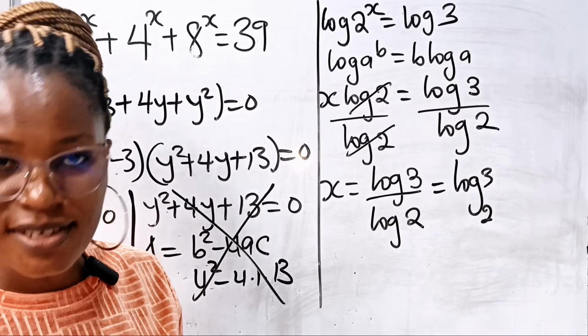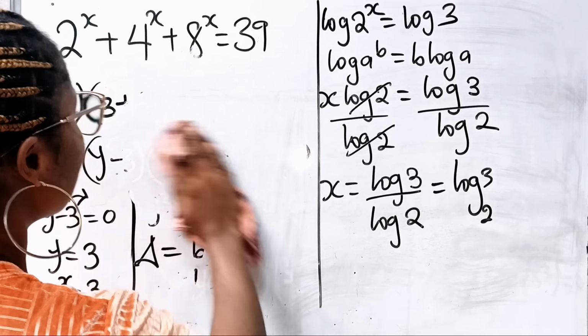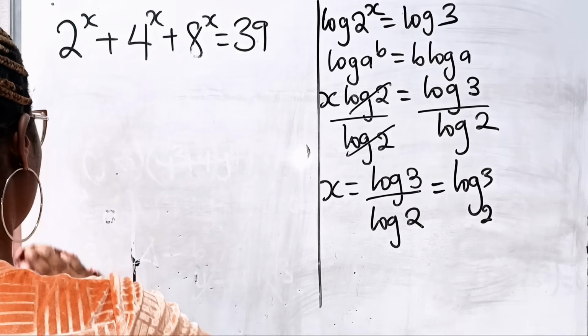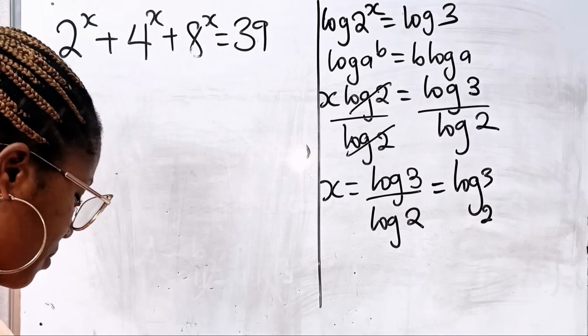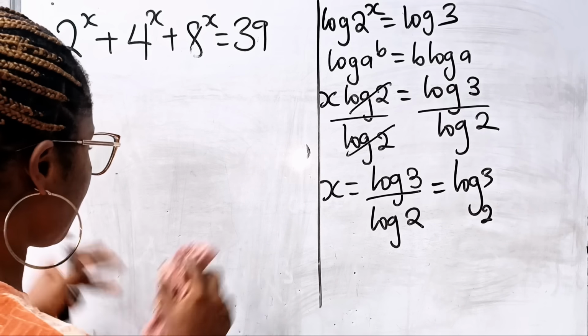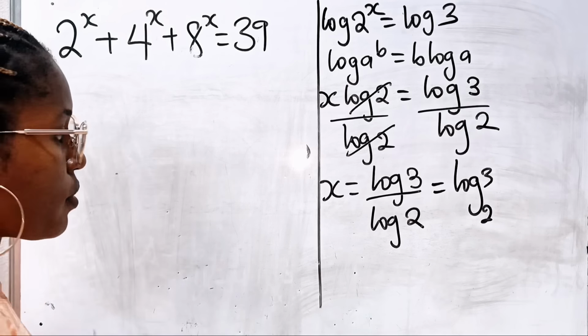Time to prove that the answer we got is correct. Are you ready? I am ready, always. I don't know for you, but for me, I am always ready. So let's go on and prove that our x is actually log 3 base 2.